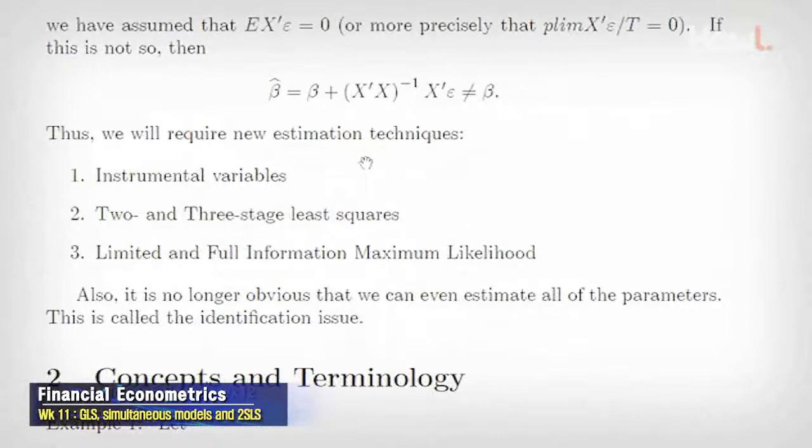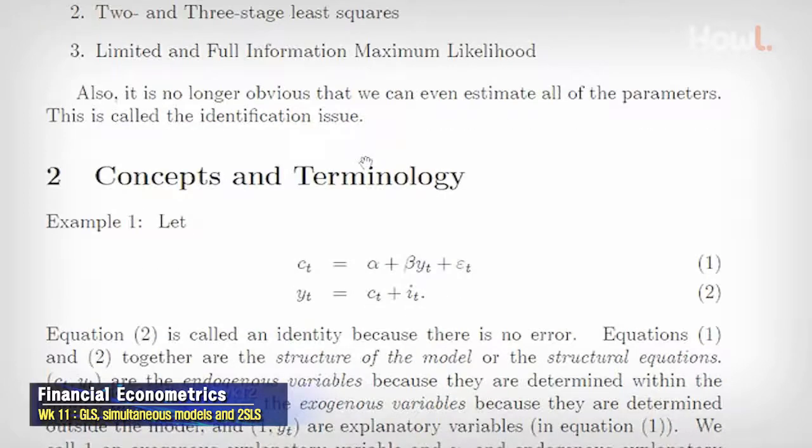So it is no longer obvious that we can even estimate more of the parameters. This is called the identification issue. Okay, so we can explain this better with an example.